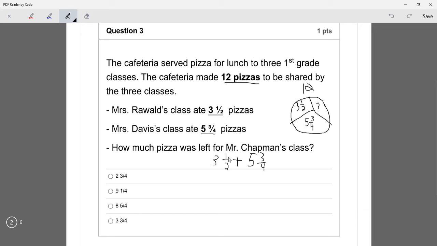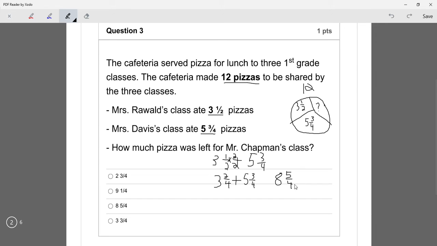I know that 4 is a multiple of 2, so the least common denominator is going to be 4. So all I have to do is multiply this one by 2/2, because I know 2 times 2 is 4. So this becomes 3 2/4 plus 5 3/4. So now I can add the fraction part. 2 plus 3 is 5/4, and then 3 plus 5 is 8.